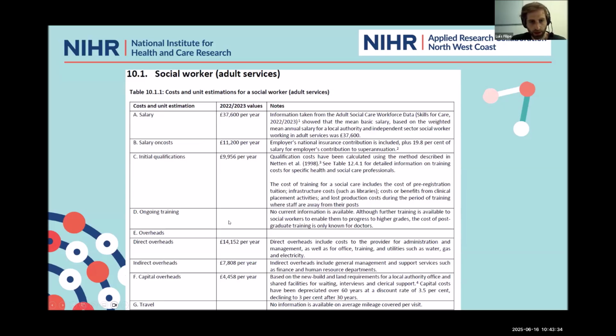Then ongoing training. In this case you have no values, but that could be other sort of training that you need to keep doing in order to have your social worker prepared. Then you have the overheads. In the overheads, you have the direct overheads, which include costs to provider administration and management, as well as office training and utilities such as water, gas, and electricity. Then you have indirect overheads, which are management and support services such as finance and human resources.